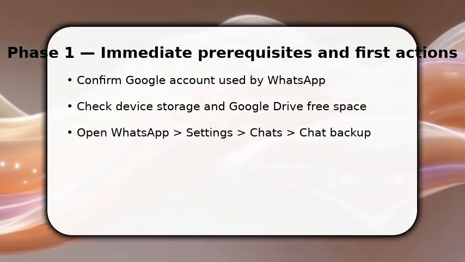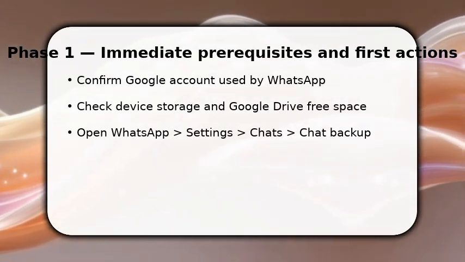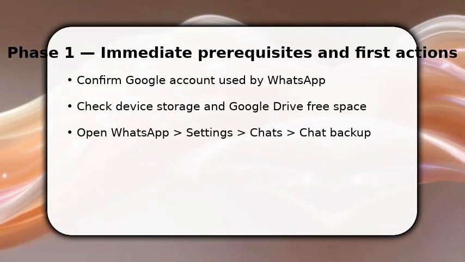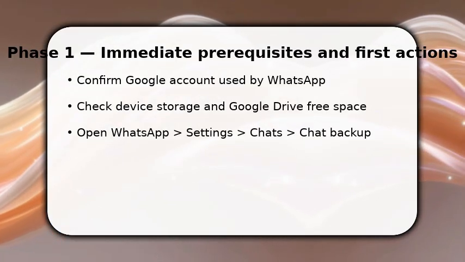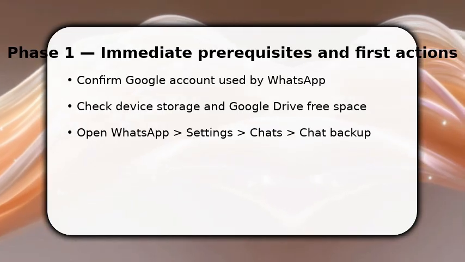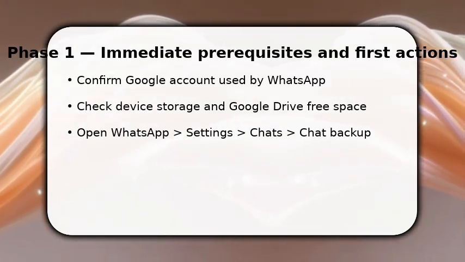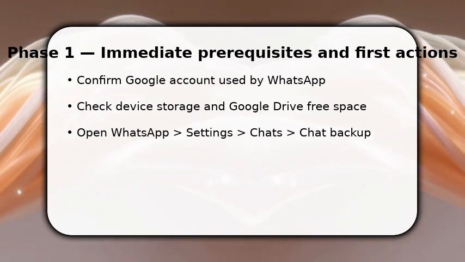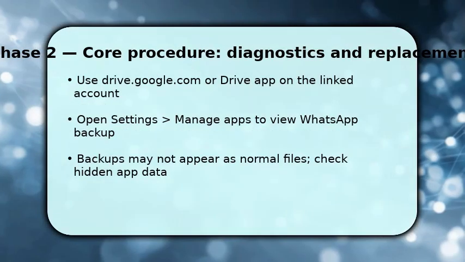If the account is wrong, change it now, because Google Drive links backups to that account. Make sure Wi-Fi is on to avoid mobile data charges, and tap Backup to initiate a fresh snapshot before proceeding. Once done with WhatsApp, switch to the same Google account in Google Drive.